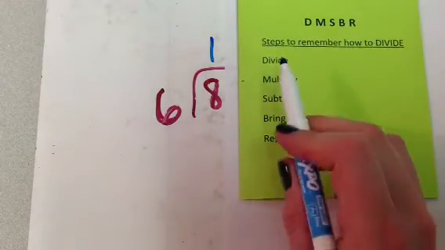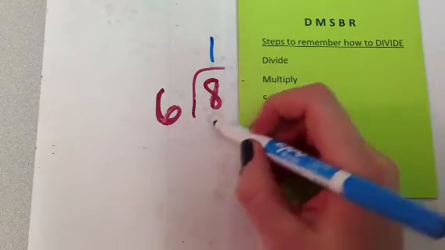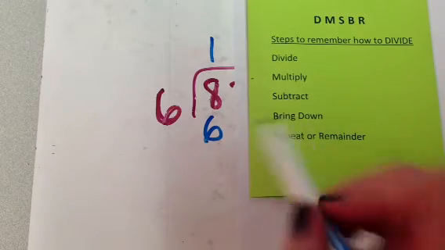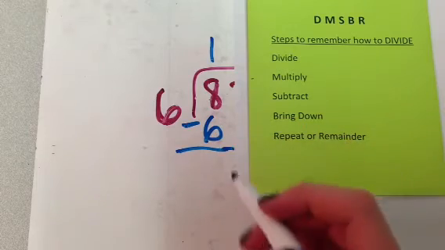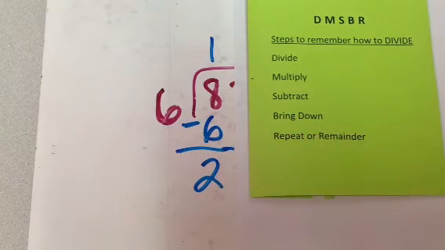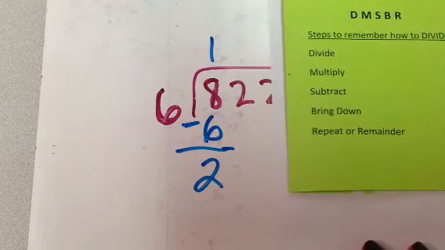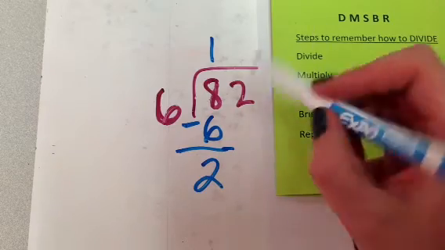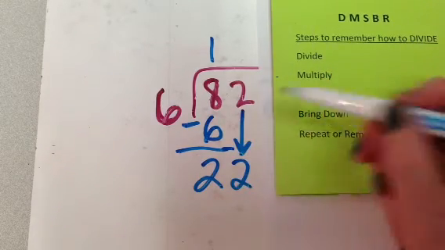So that's my divide step. Now I'm going to multiply. 6 times 1 is 6. So I write it underneath. Now I'm going to subtract. 8 minus 6 is 2, right? Now this is the first time that we've encountered bring down and actually had something to bring down. I'm going to slide my piece of paper over to expose this other 2. This is what I'm going to bring down.